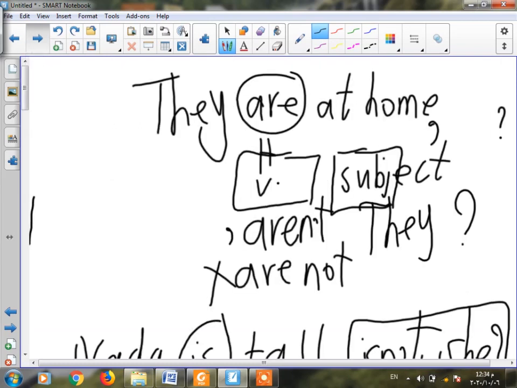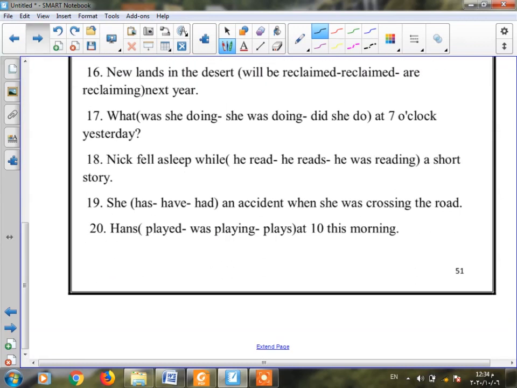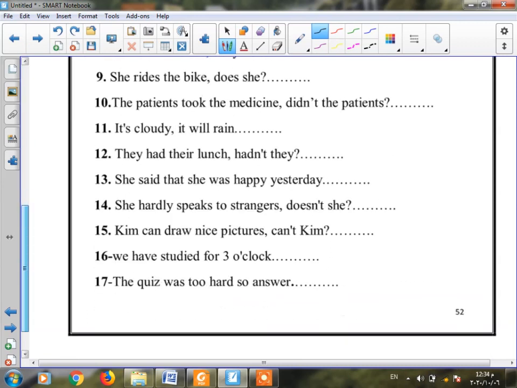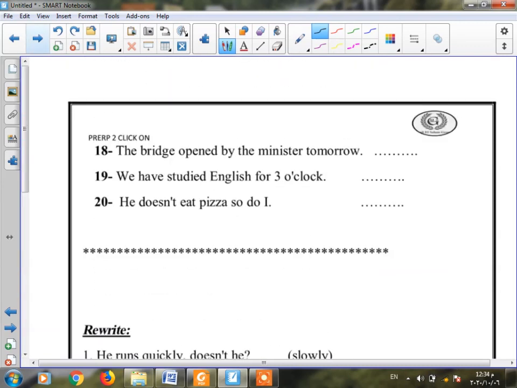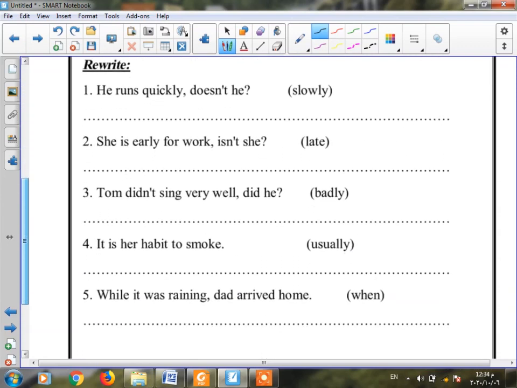Let's practice some exercises for the rewrite form together. Okay, sentence number 1. Let's read. He runs quickly, doesn't he? If you read the first part of our sentence, he runs quickly. And he asked me here to write the whole story. Quickly is the opposite of the word slowly. So how can I answer my question now? I'm going to write he.